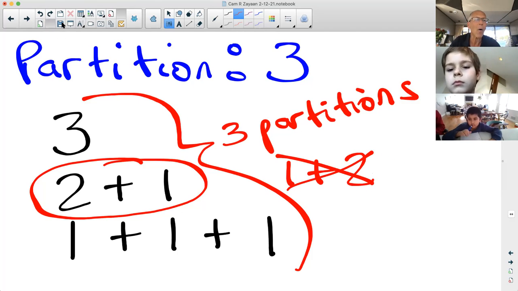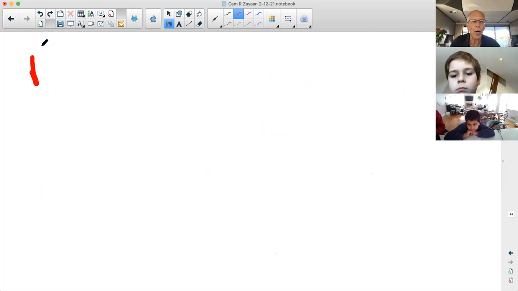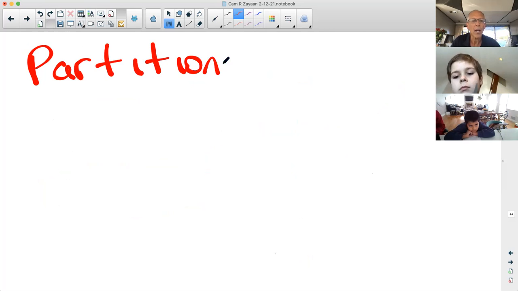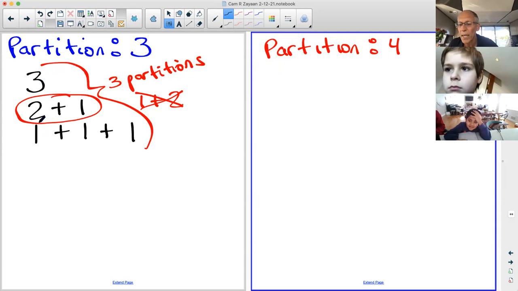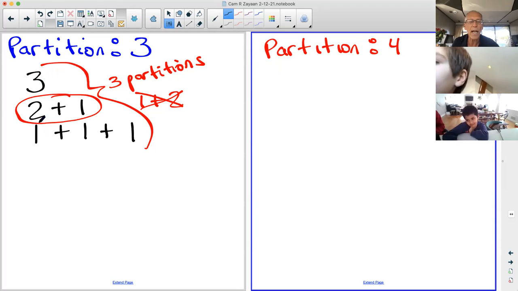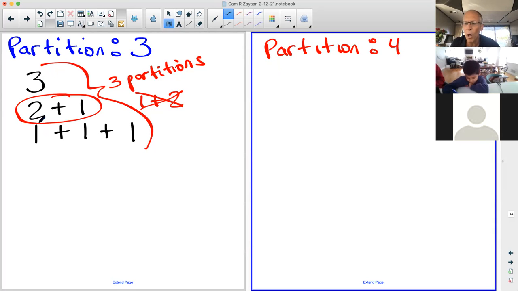Now, I want you to partition the number 4 by yourself. What I'm gonna do is let you look at how we did the partitions for 3. And remember, guys, always go in order from the largest number to the smallest. Go. And by the way, you're allowed to double count. You're allowed to do a number plus itself. Mr. Kramer, I already did it. And I accidentally did from the smallest to biggest. Okay, so now I want you to rewrite it from the biggest to the smallest.